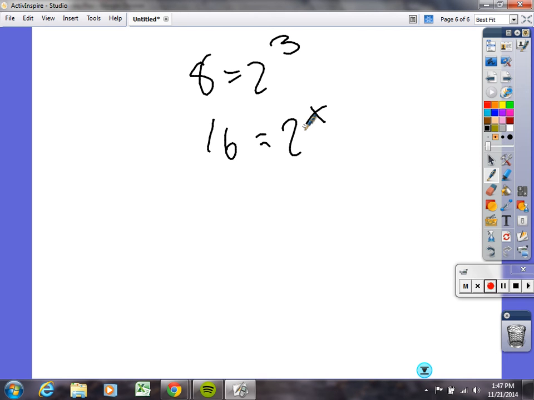Okay, so this one's fairly simple, because I know my 2's and what I raised to. 2 to what power is 16? 4. It's really simple. So x would be 4. But if I said this, there's still a number that 2 is raised to. What power gives me 9? We just don't know that commonly in our head.